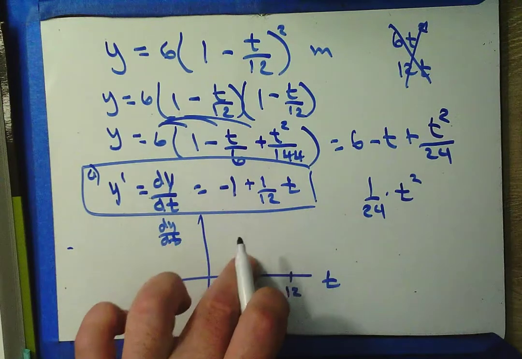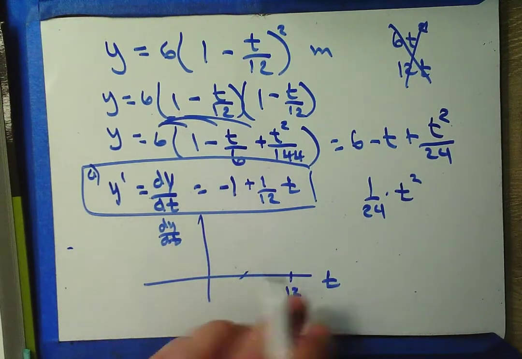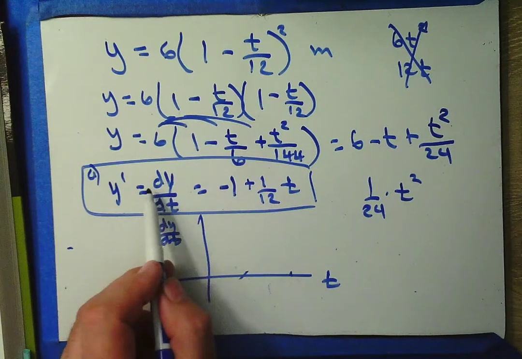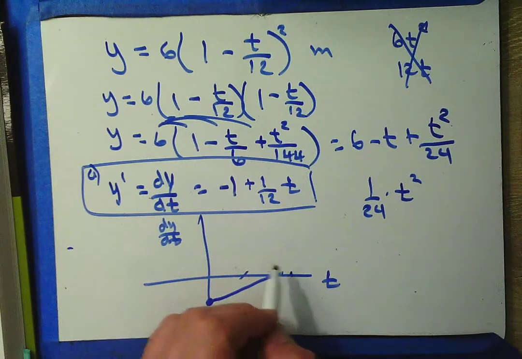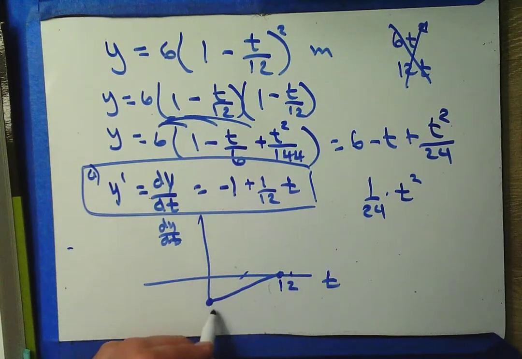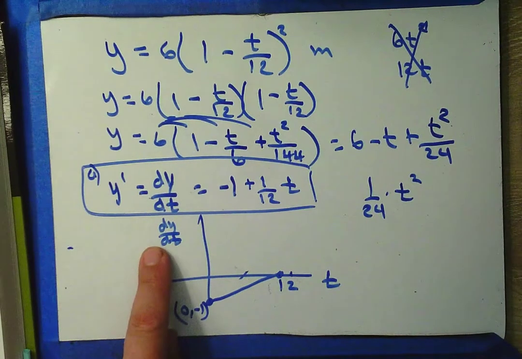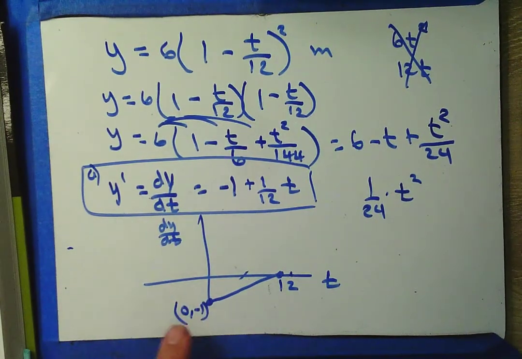Oh, no, that's not where 12 is, is it? No. If I put a 0 here and add 1 and multiply both sides by 12, I'll find out that this is 12. And this is 0, negative 1. Okay. So this is my dy dt graph. This is the rate at which the level of fluid is changing in the tank. At time equal to 0, the rate is most negative. I'm falling fastest at negative 1 meter per second.